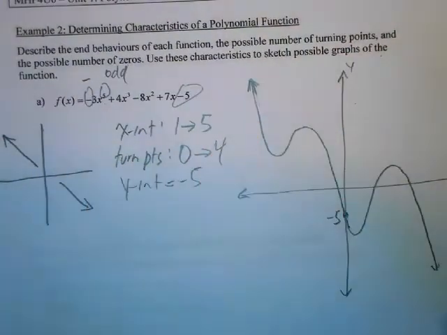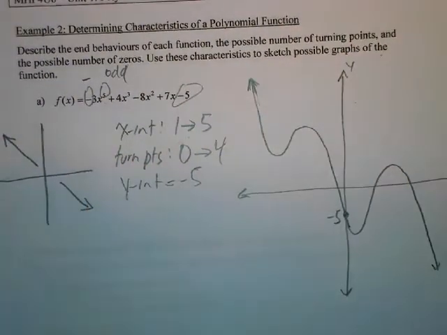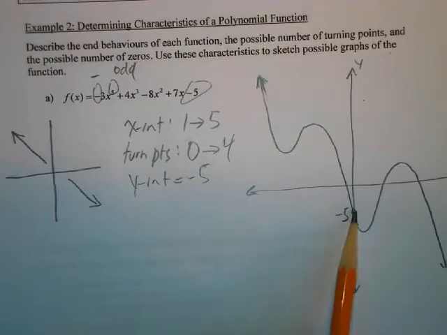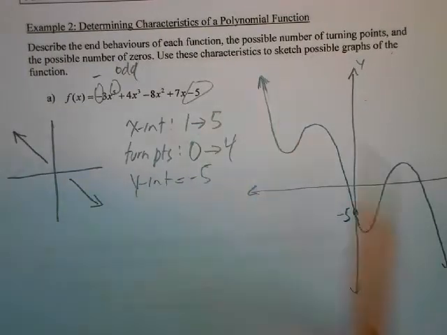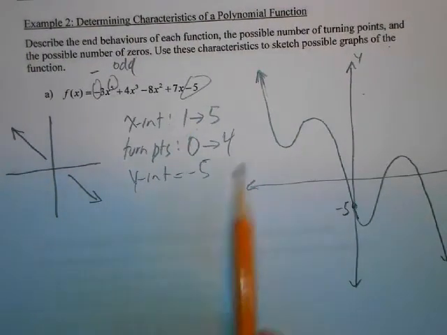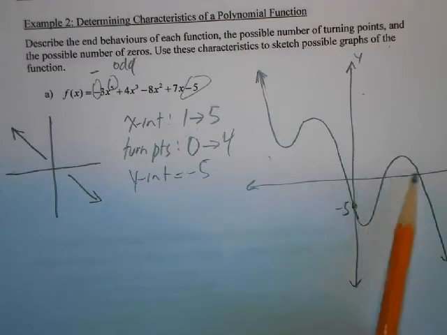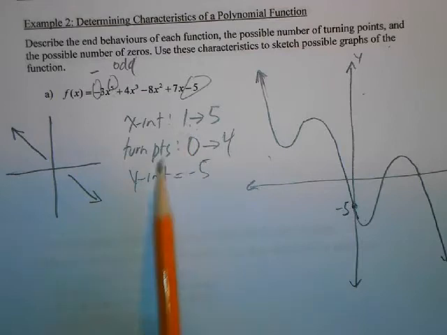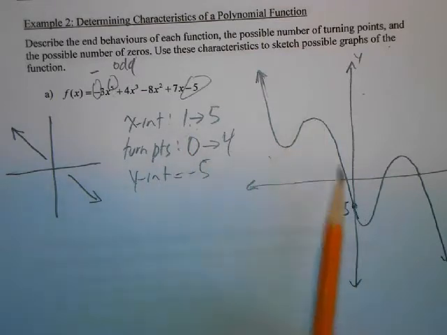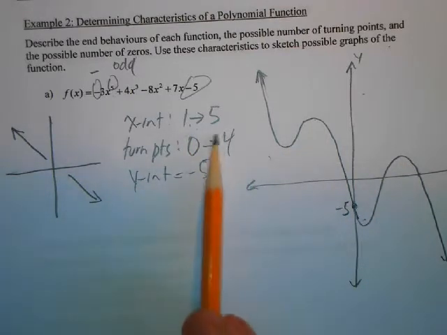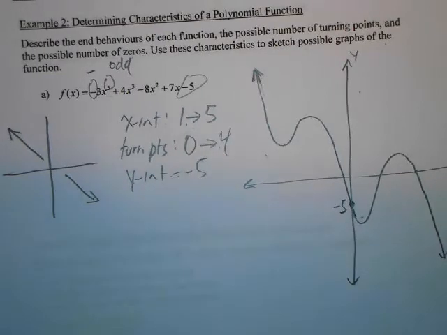Okay, so does that match? Well, we don't know for sure. The y-intercept is okay, and the end behavior we already started with. The x-intercepts, how many do we have? We've got 1, 2, 3. So that's fine. Turning points, we've got 1, 2, 3, 4. That's the most it could have, but it's still okay. So that is a potential sketch.